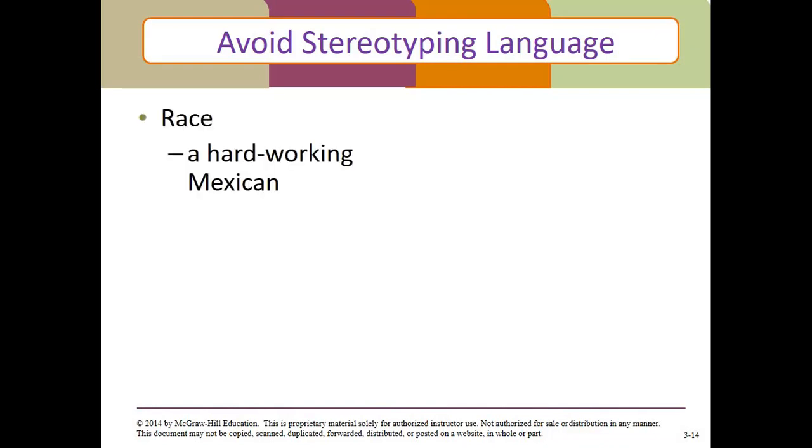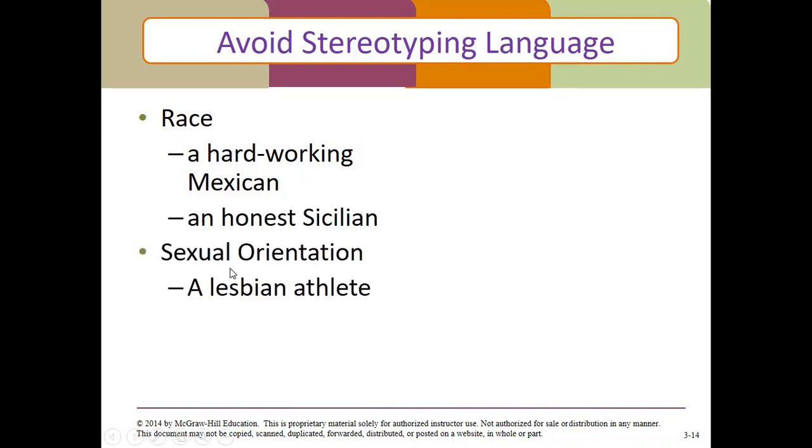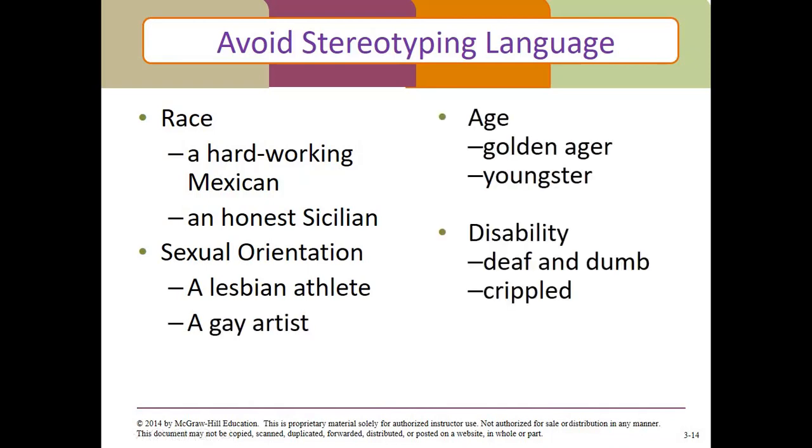And finally, you should also avoid stereotyping languages. Say for example, hardworking Mexican or Indian, and you should also avoid any sort of sexual orientation, age, or disability. So that's all about module 2. In this module 2, we have learned how we should pick our words for better communication.